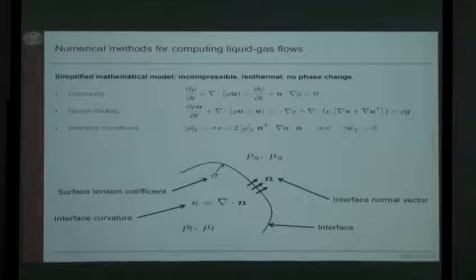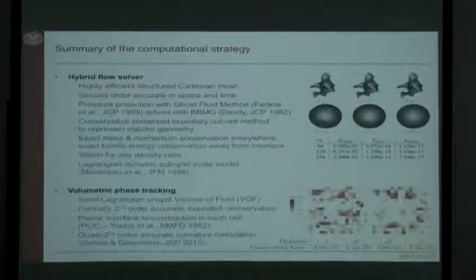I should tell you what we're solving. We're solving incompressible isothermal equations without any phase change. So we're essentially transporting an interface. We're going to do that using a VOF scheme, and we're going to solve the incompressible Navier-Stokes equations with surface tension. I'm not going to spend too much time on that. In the interest of time, I'll just give you a summary of some of the methods we have.